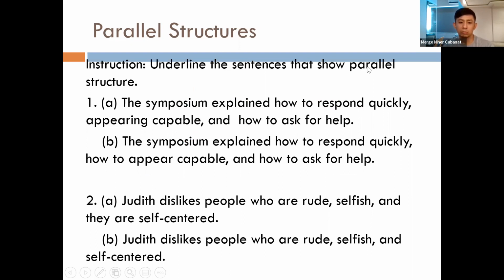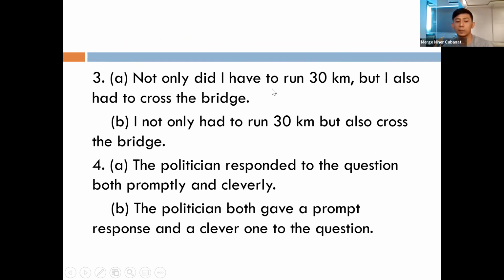Number 2. Ayun, lumabas na yung sagot sa 2. Hindi ko na itatanong yan ha. Lumabas agad eh. Okay. Number 2B, Judith dislikes people who are rude, selfish, and self-centered. So number 1, number 2B po ang ating sagot.